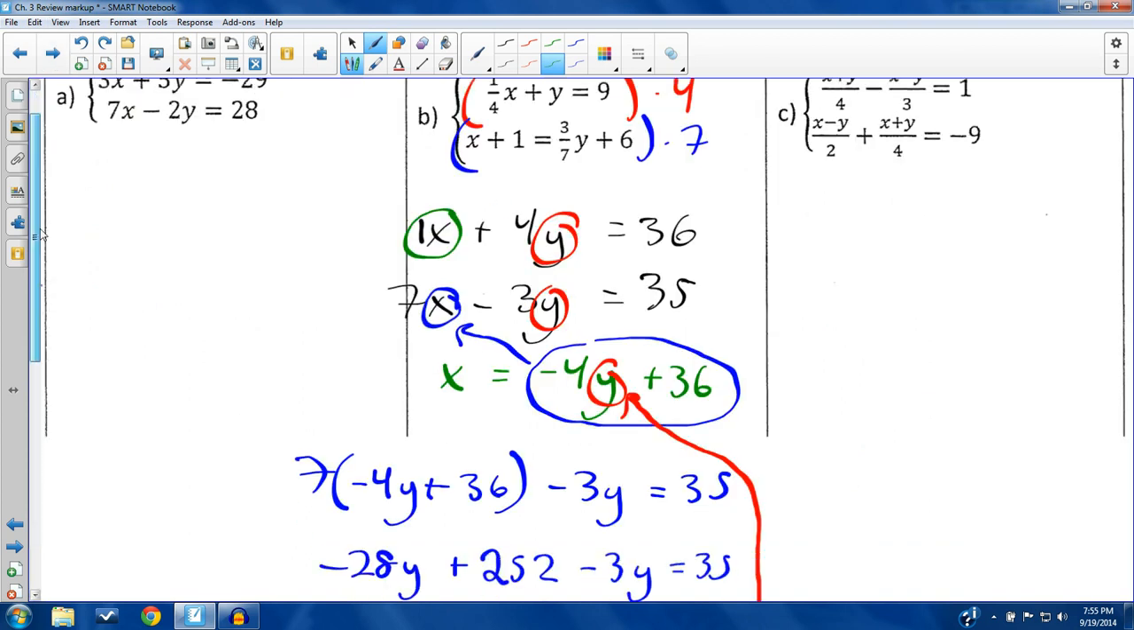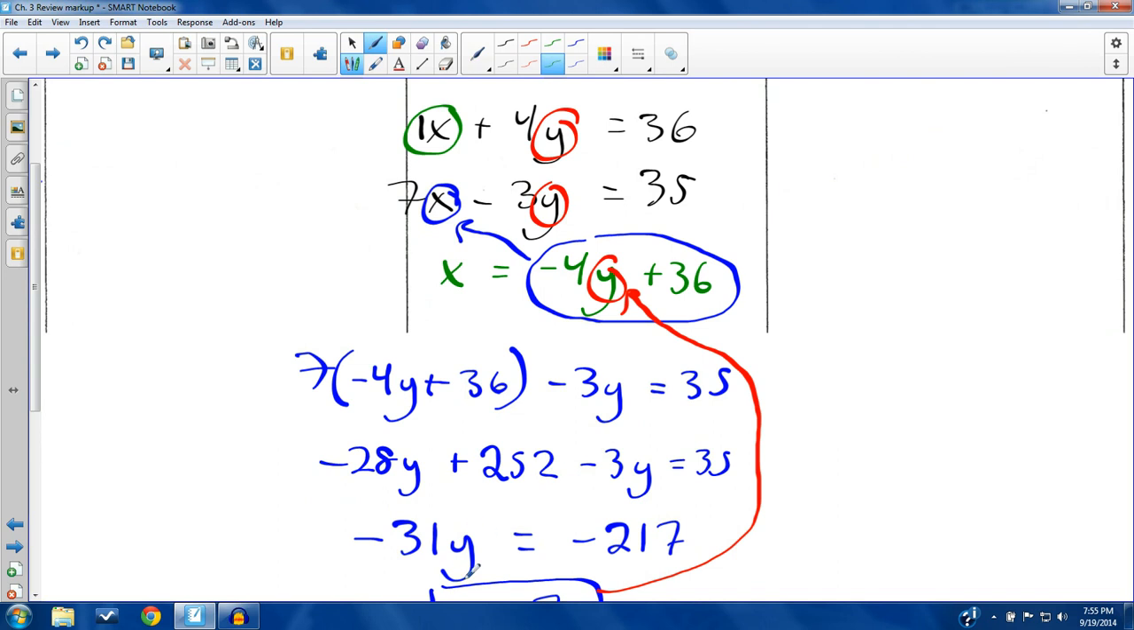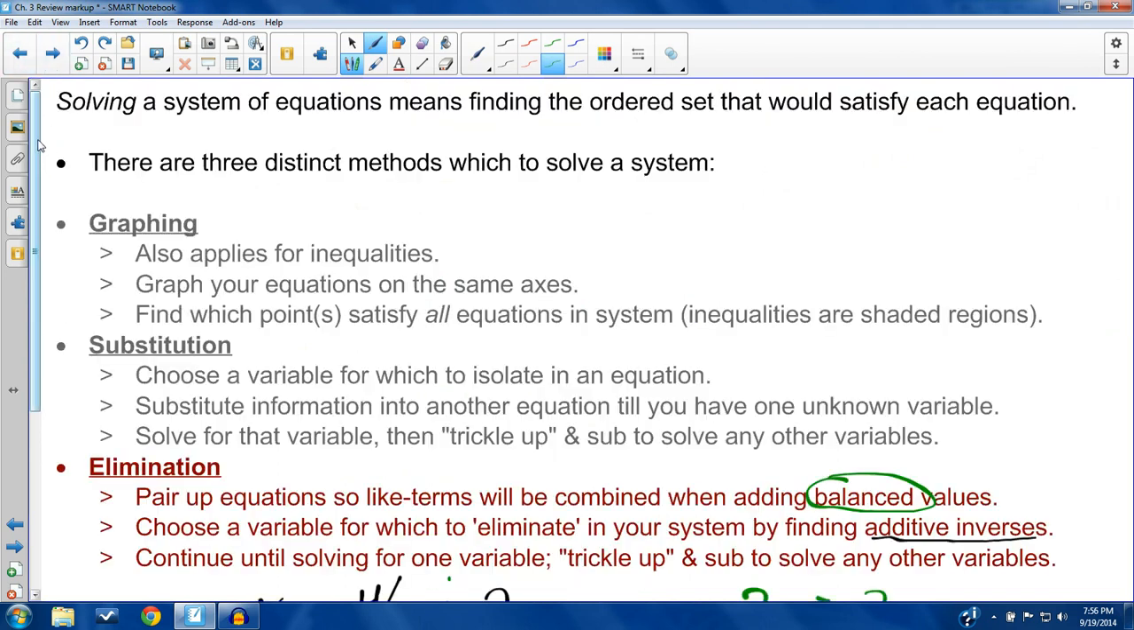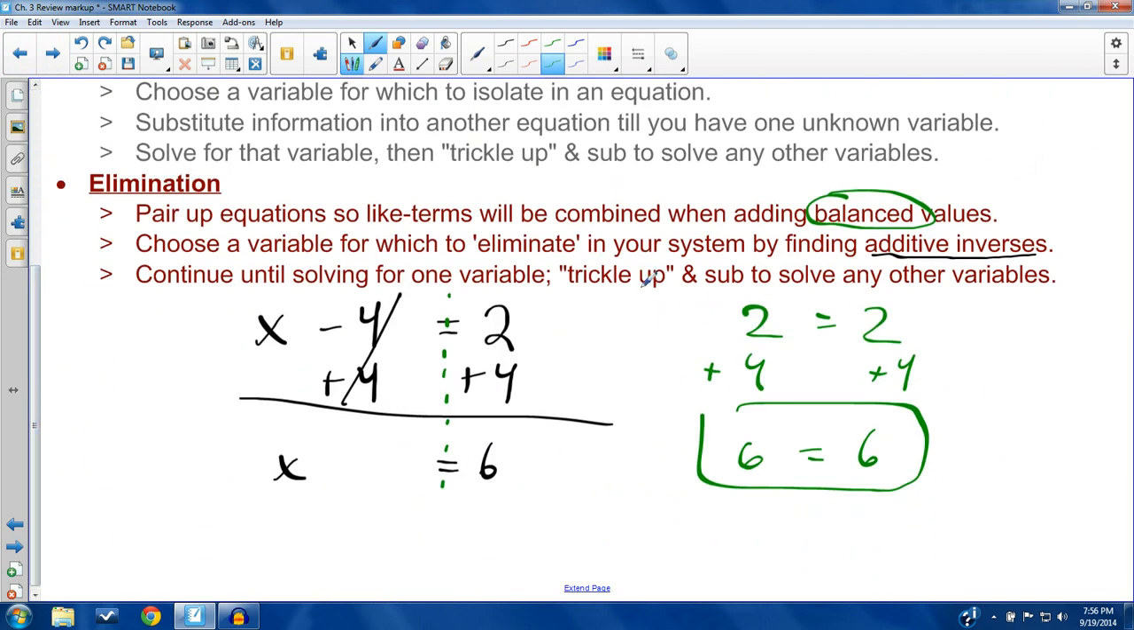Just like in the substitution method, we've got only y to solve for y. We're going to do the same thing if we want to solve for y or x. We'll go back and trickle up. And after you do elimination once, you don't have to keep eliminating. You can choose to substitute again after that. That's fine. You don't have to keep eliminating.